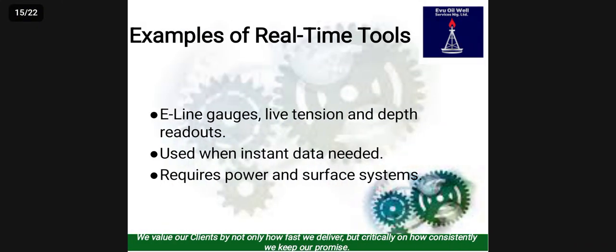Example of a real-time tool. Real-time tools include electric line, E-line, gauges, and live tension and depth readouts. These tools transmit data instantly, allowing real-time decisions, but they require electric power and surface telemetry systems. Plan your job logistics before using them. Power and connection are everything.